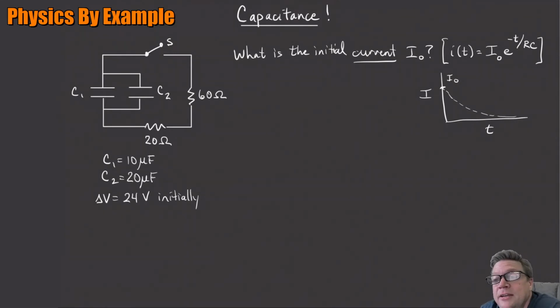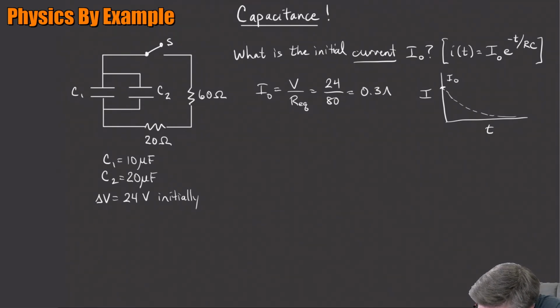Okay, so what is that initial current I naught? Well, the initial current is just going to be the initial voltage over the equivalent resistance for the whole circuit, right? Because that's what's limiting the capacitor's ability to discharge immediately. So this is just going to be 24 divided by the equivalent resistance of that whole circuit. Well, you just add together the resistors because they're in series with each other. 60 plus 20 is 80. So 24 over 80, and so this is just going to be 0.3 amps running through the circuit initially. That's where we start off.